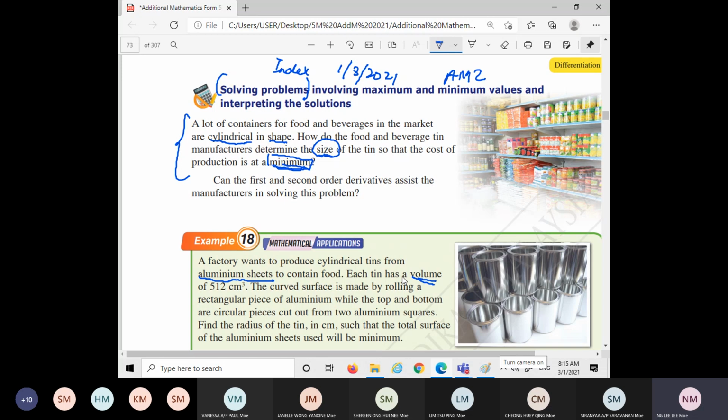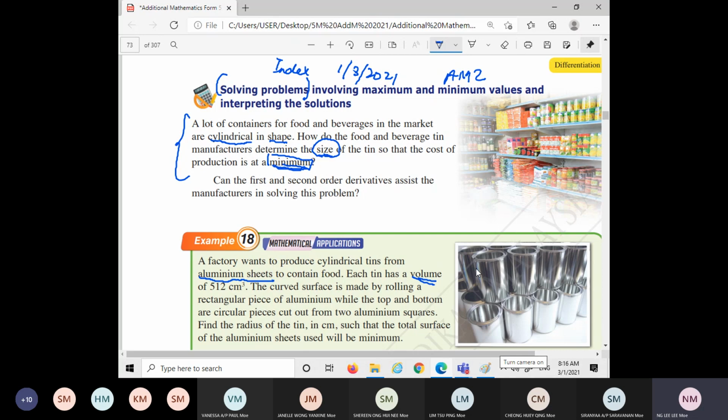You can see magic here. The volume is the same. Different size but can have the same volume. What's the meaning? Some are taller but with smaller radius, meaning the circle at the bottom or at the top is smaller. Some are shorter but maybe the radius is bigger. We want to see which one will use less aluminium, but still have the same volume. I hope I'm clear.